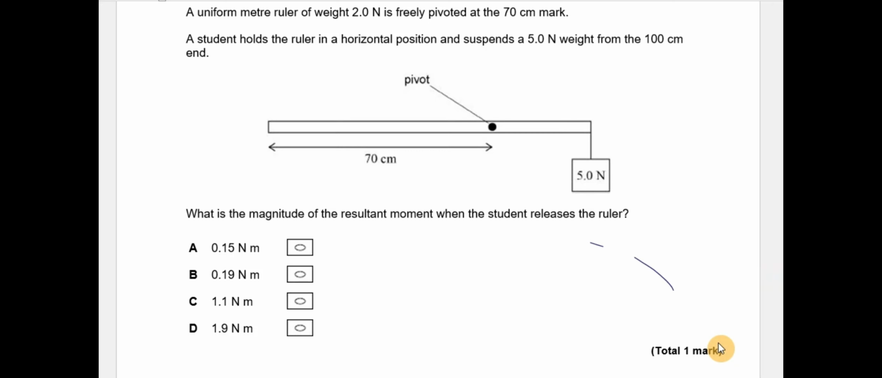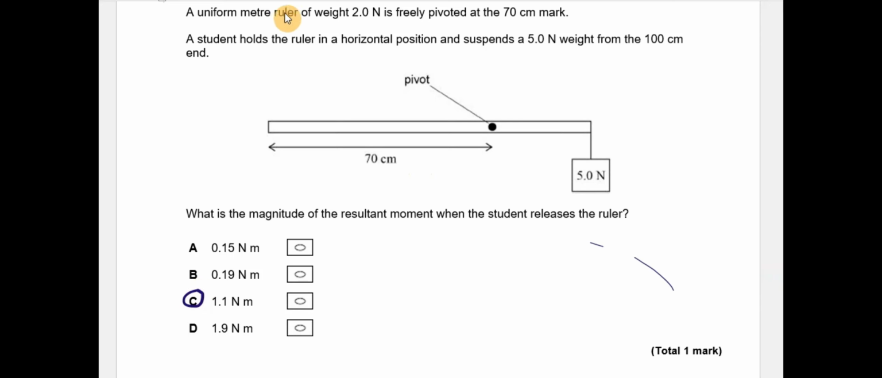If you want to try this question yourself, pause the video now. If you got the answer C, give yourself a pat on the back. If you want to see my explanation of how I found the answer, please continue watching.